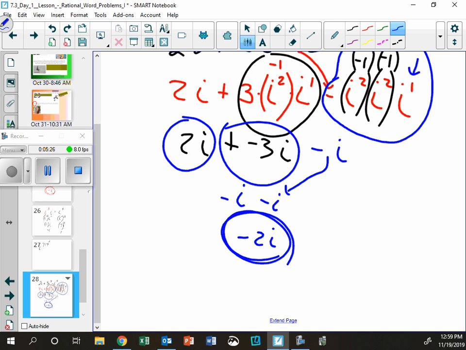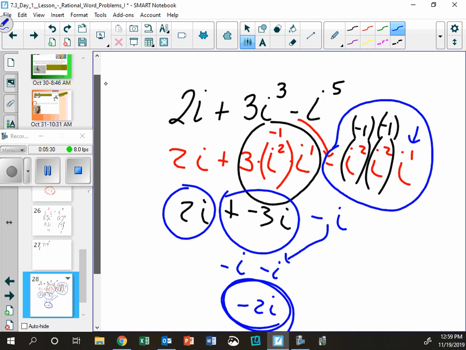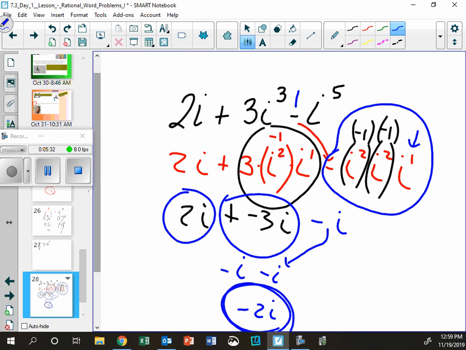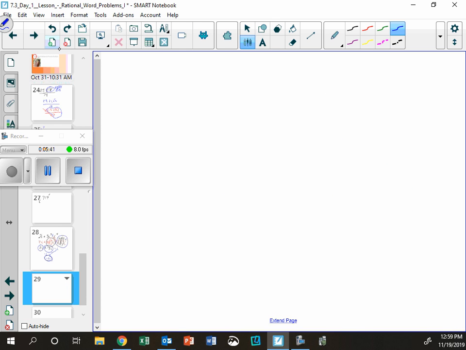Yes? So i to the fifth is... Okay, hold on. i to the fifth. This minus in front of it made it negative. Maybe you missed that negative in front of it. All right. One more like that, because I got the feeling a lot of people had that one wrong.